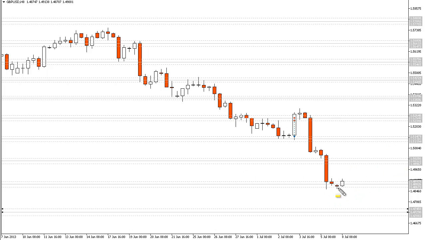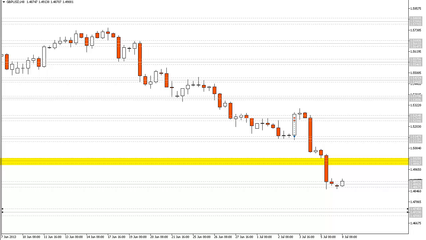Resistance areas are always above current price, and resistance areas are areas in which there are sellers grouped. So this is the first resistance area we have this week. It is the 1.500 through to the 1.5030, thereabouts. This is a good resistance area. It's given us some pretty decent reversal trades in the past.